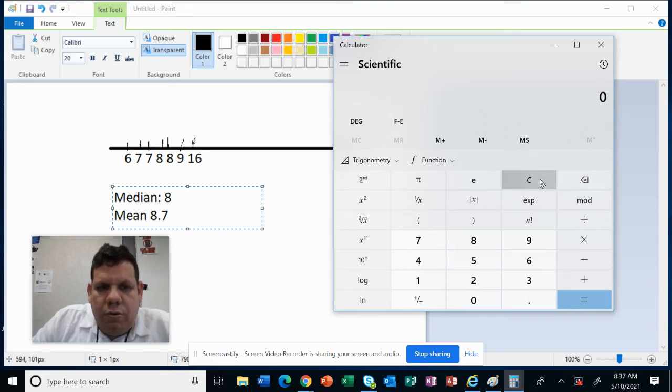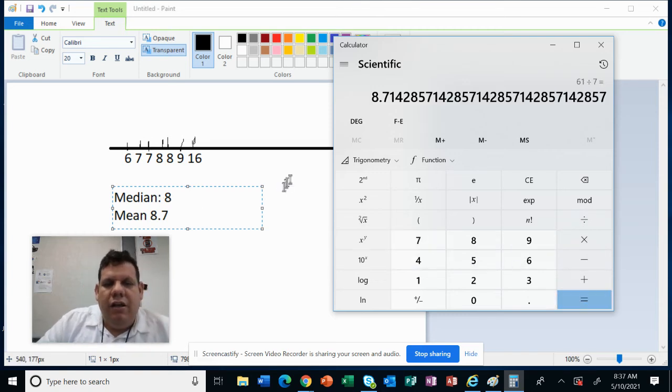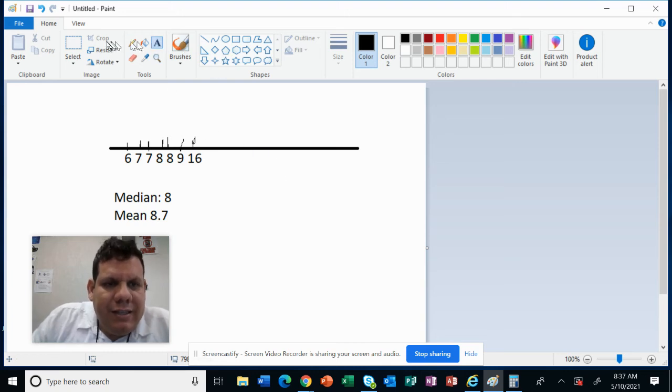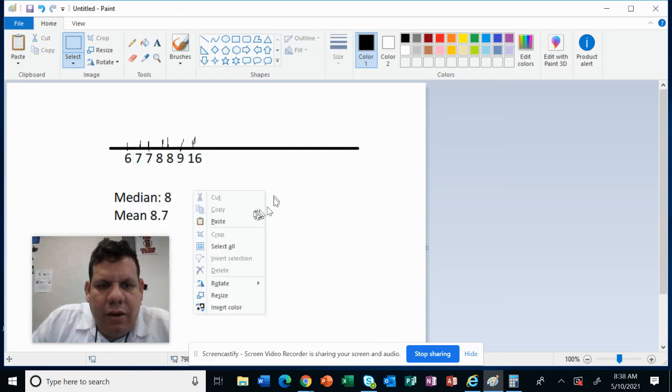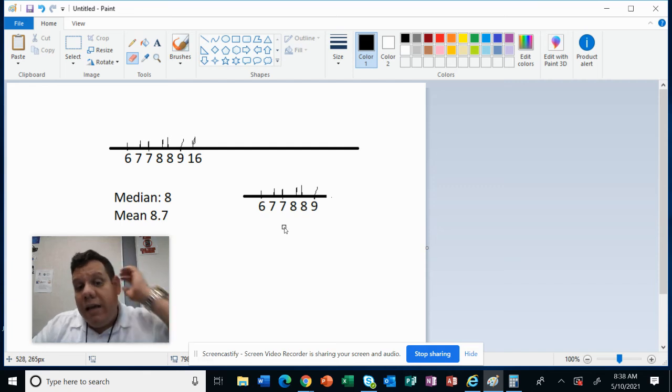Just to double check, it is 13 plus 15 plus 17 plus 16, and we divide everything by 7, and yes, we have 8.7. What happens if I take the same data? I will copy this and remove the outlier, that is the 16. It doesn't sound very logical to have a student that is 16 years old among students whose range is from 6 to 9, right?